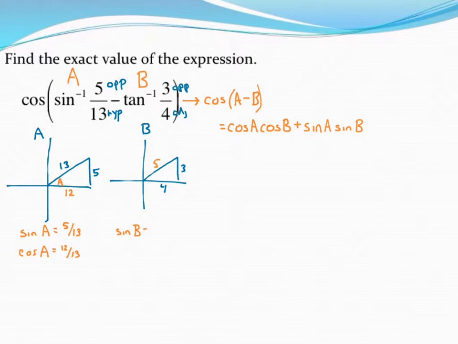So I need to know the sine of angle B as well as the cosine of angle B. And again, we'll just call angle B that angle right there. So my sine is opposite over hypotenuse, so 3/5. And my cosine is the adjacent over the hypotenuse, so 4/5.